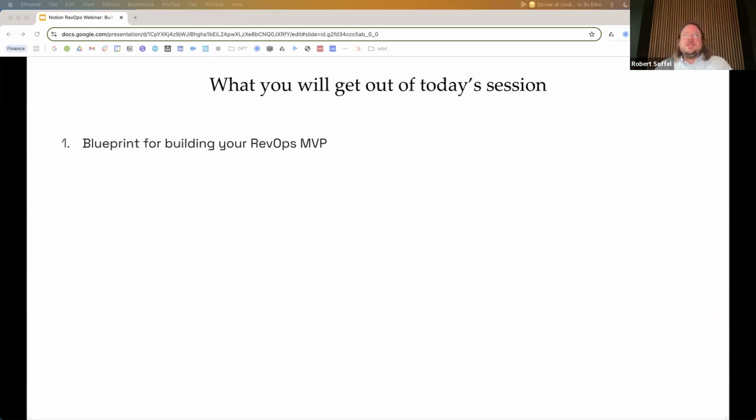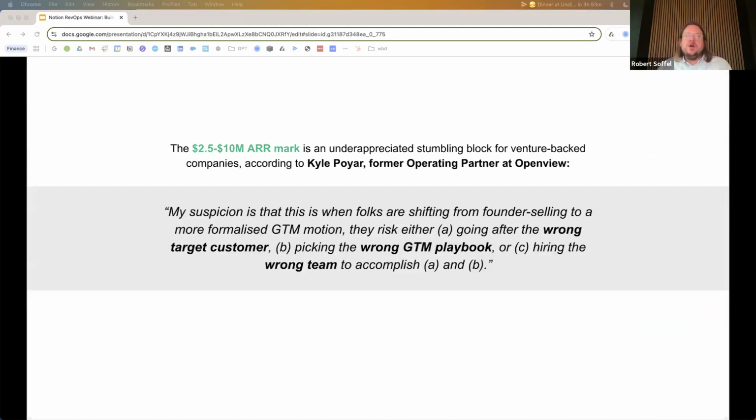So what will you get out of today's session? Really simple, right? It's a blueprint. It's one thing. Spoiler alert. It's a blueprint and practical advice for building your RevOps MVP and driving efficient growth as and when you need to. And so why 10 million? What is this thing about 10 million?